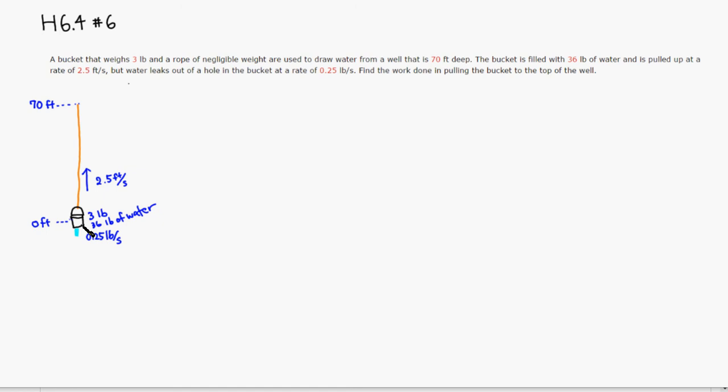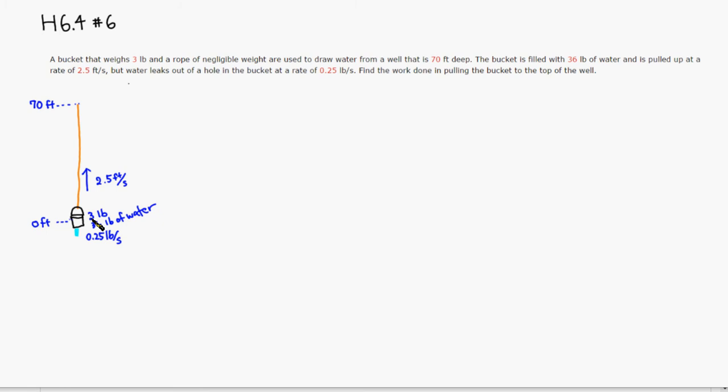The bucket is filled with 36 pounds of water in the beginning, then pulled up at the rate of 2.5 feet per second. Water leaks out of a hole in the bucket at the rate of 0.25 pounds per second, so there's a leakage. Find the work done in pulling the bucket to the top of the well. Alright, so let's do that.